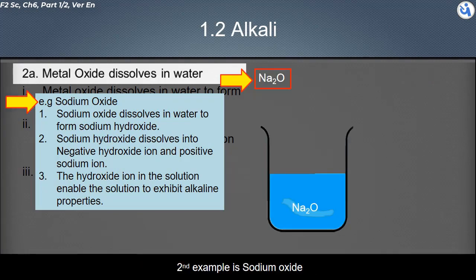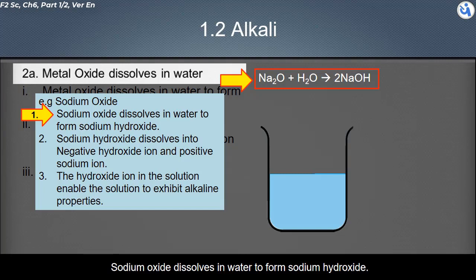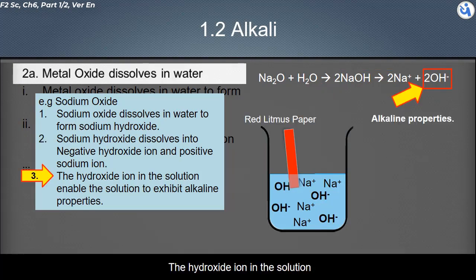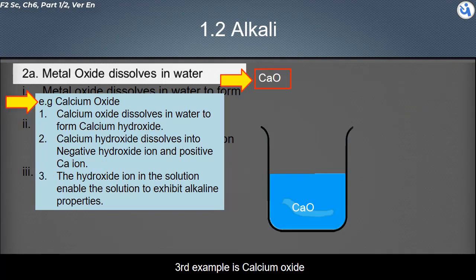Second example is sodium oxide. Sodium oxide dissolves in water to form sodium hydroxide. Sodium hydroxide will further dissolve into negative hydroxide ion and positive sodium ion. The hydroxide ion in the solution enables the solution to exhibit alkaline properties.